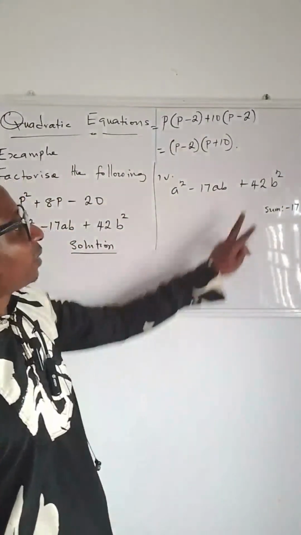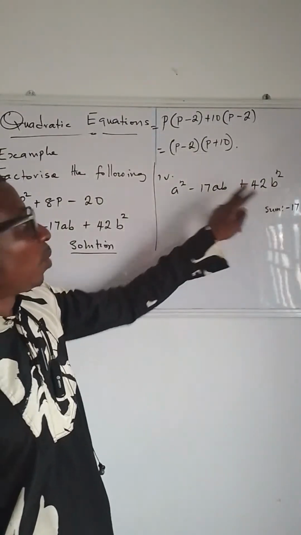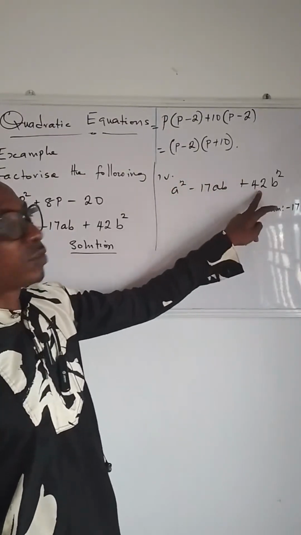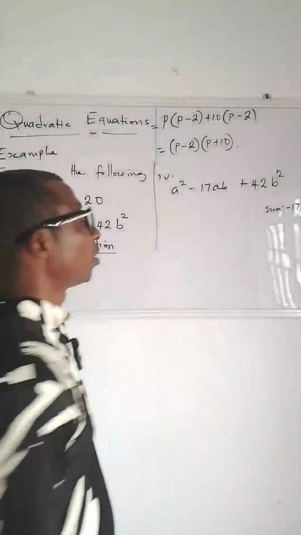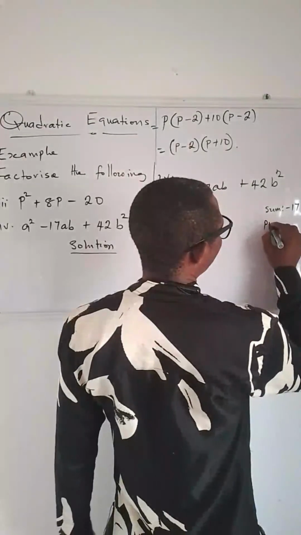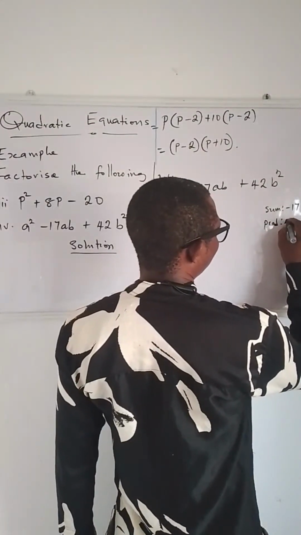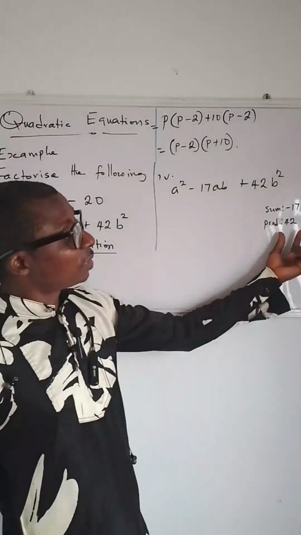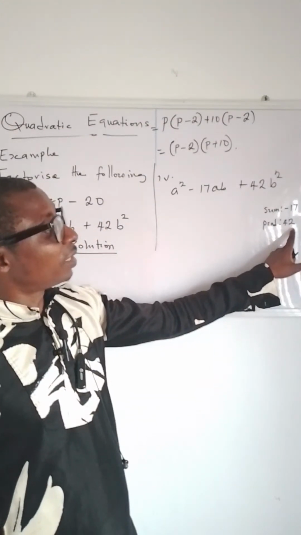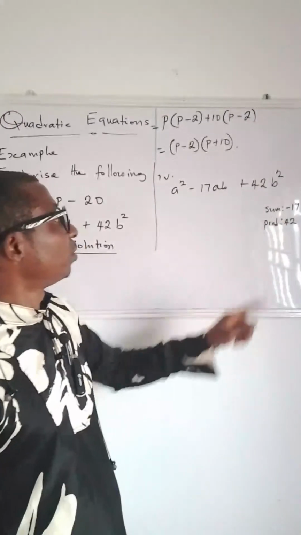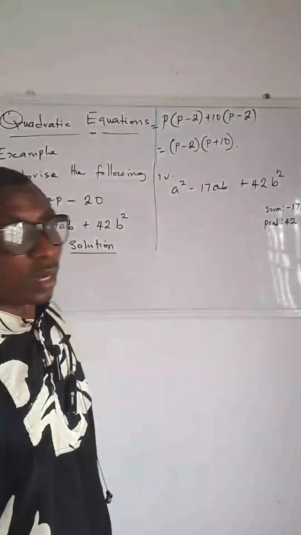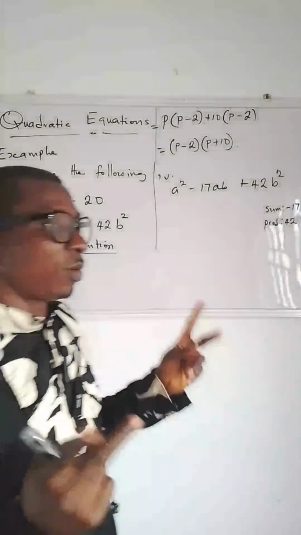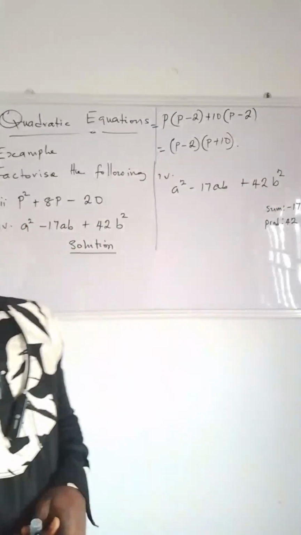Okay. So now the next thing is the product. Product is the coefficient here times the number we have here. So 1 times 42. So that means the product is 42. Now you look for two numbers such that when you multiply together, you have 42, and when you add the two numbers together, you're going to have this. So what are the two numbers? Let me give you 1 minute to quickly do that for me. Yes, the two numbers. What are the two numbers?